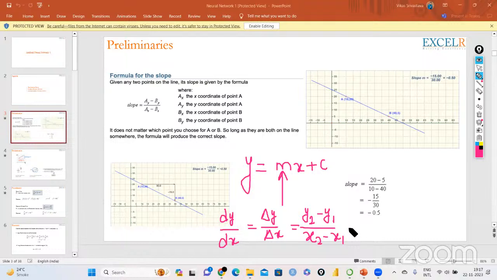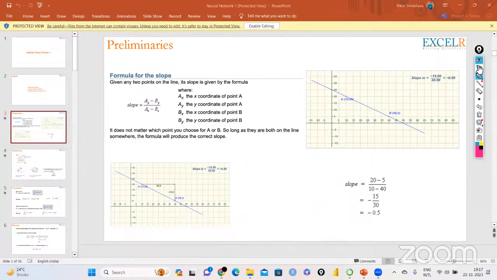I'm just reminding you of these small concepts so that it will be easier for you to understand the backend calculation for a neural network architecture. This dy by dx is the differentiation of y with respect to the variable x. So it is a slope or gradient, right?